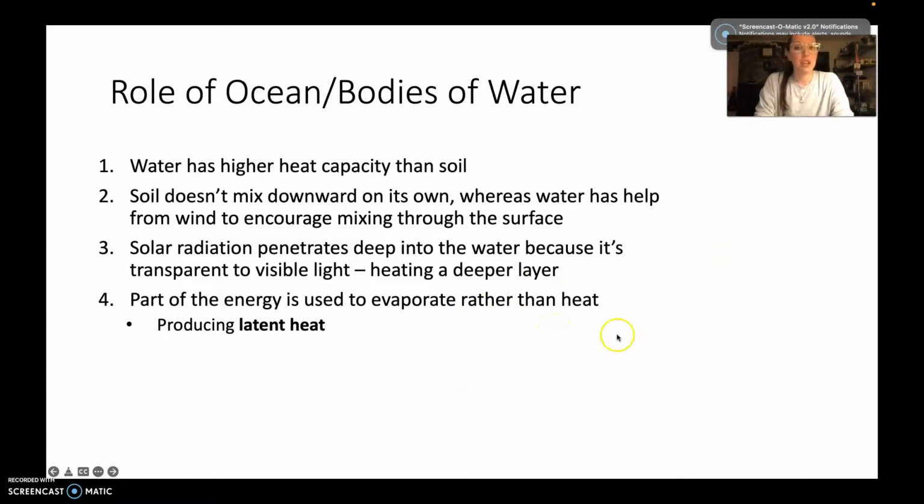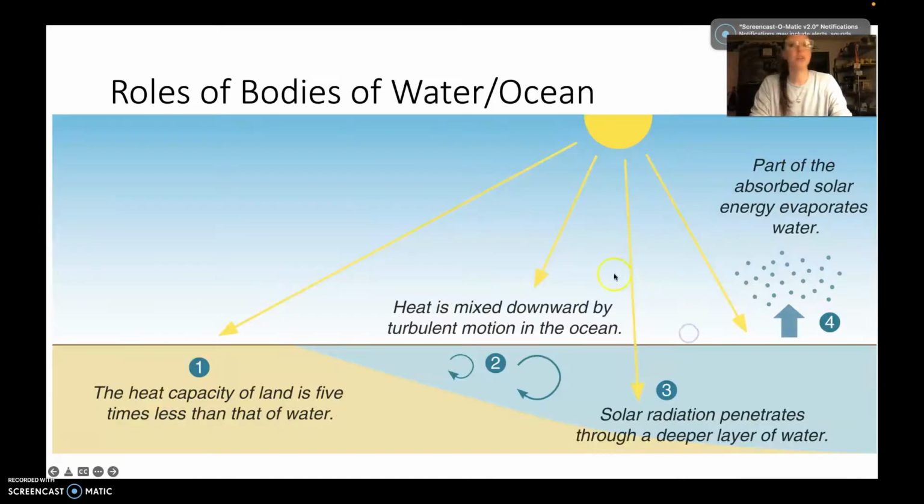Lastly, part of the energy that makes it to the water's surface is used to evaporate the water rather than to heat the water. And this produces something called latent heat. We will dive further into the idea of latent heat later on. So here's just a visual representation of the previous slide, right? So the heat capacity is way less than that of water.